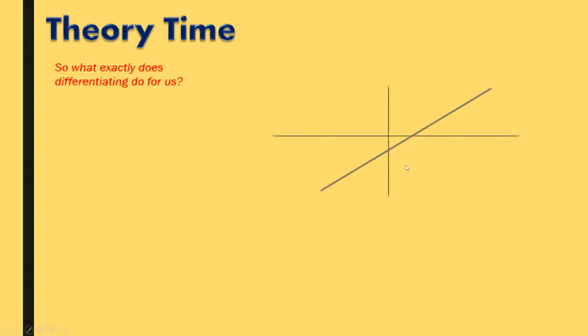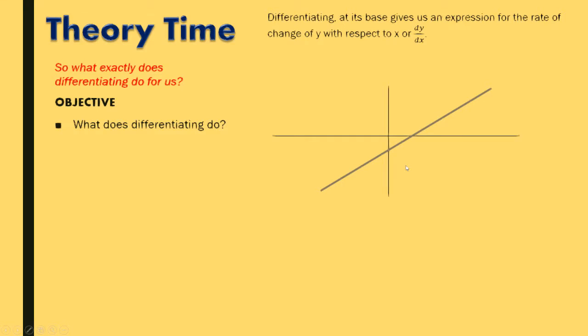A bit of theory I'm going to put in. So what exactly does differentiating do for us? Differentiating at its base level gives us an expression for the rate of change of y with respect to x, or what we call dy by dx. What does that mean though?